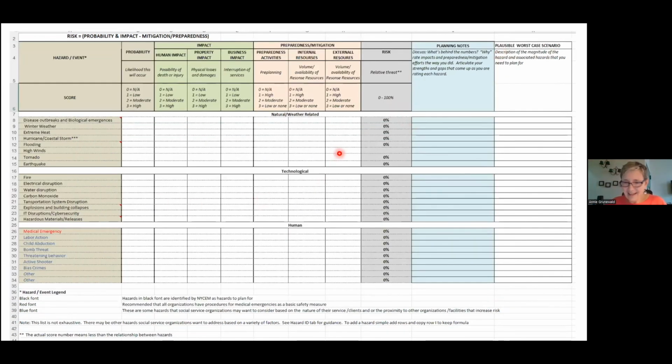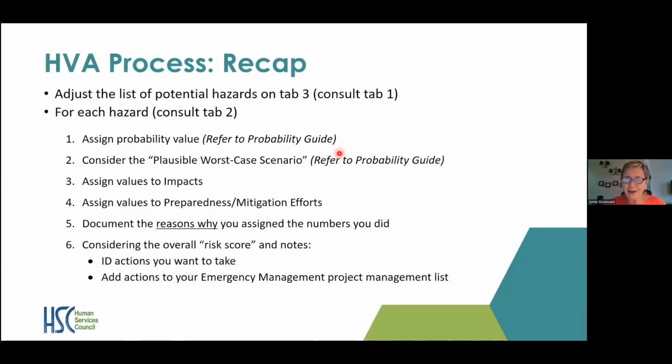So our final slides, we're just going to recap what we talked about. So the process in a nutshell is that you can use this tool. You're going to adjust the list of potential hazards based on all that information we gave you about how you determine which ones you're susceptible to. And then for each of them, you're going to consult tab 2, because that's where your instructions are. You're going to assign probability. You're also going to refer to this cheat sheet that we're going to send you, that's going to help you consider the plausible worst case scenario and what the probability might be.